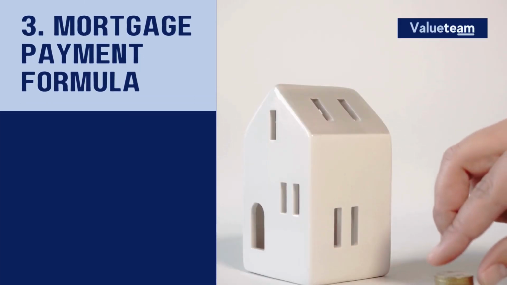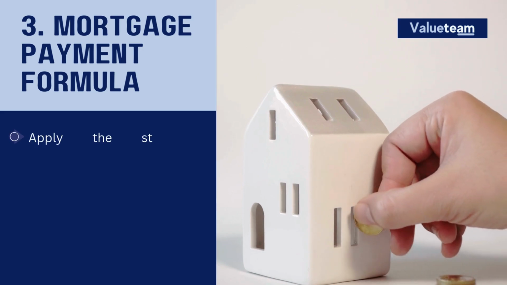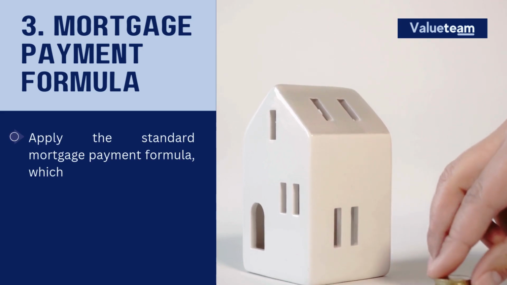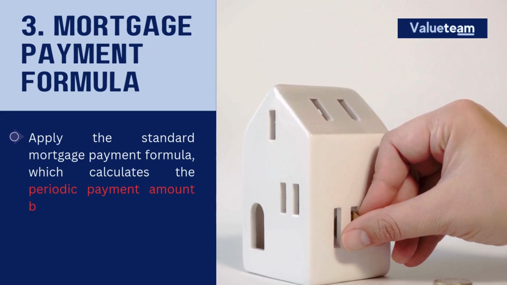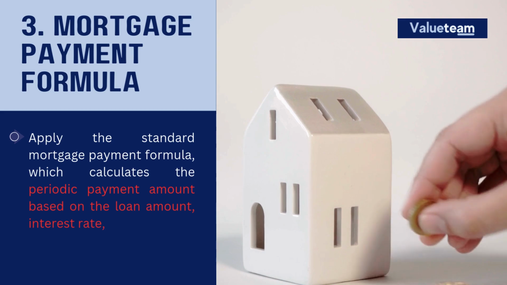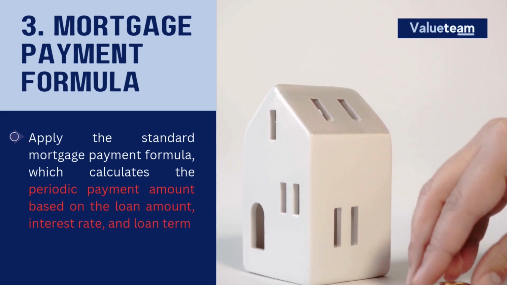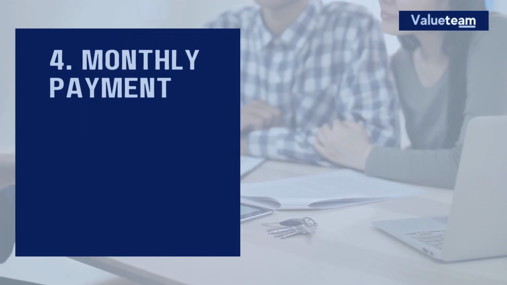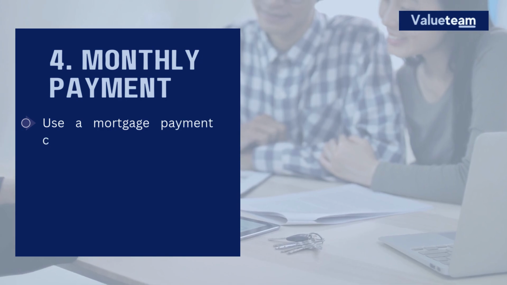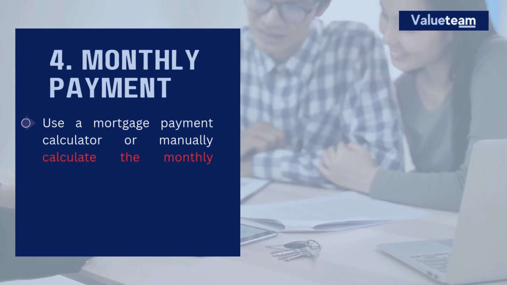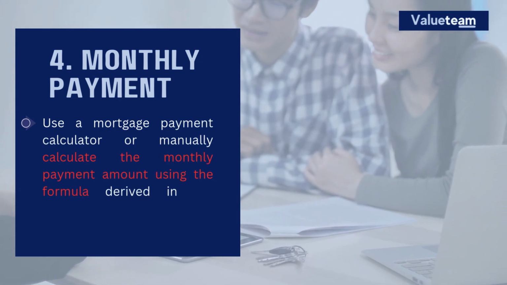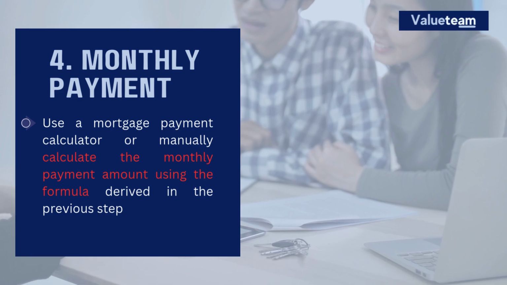3. Use mortgage payment formula. Apply the standard mortgage payment formula, which calculates the periodic payment amount based on the loan amount, interest rate, and loan term. 4. Calculate monthly payment. Use a mortgage payment calculator or manually calculate the monthly payment amount using the formula derived in the previous step.